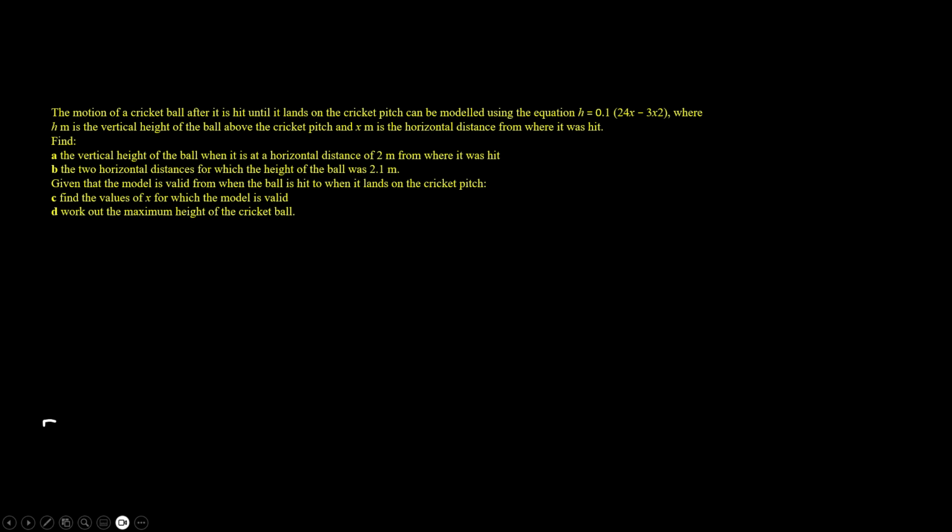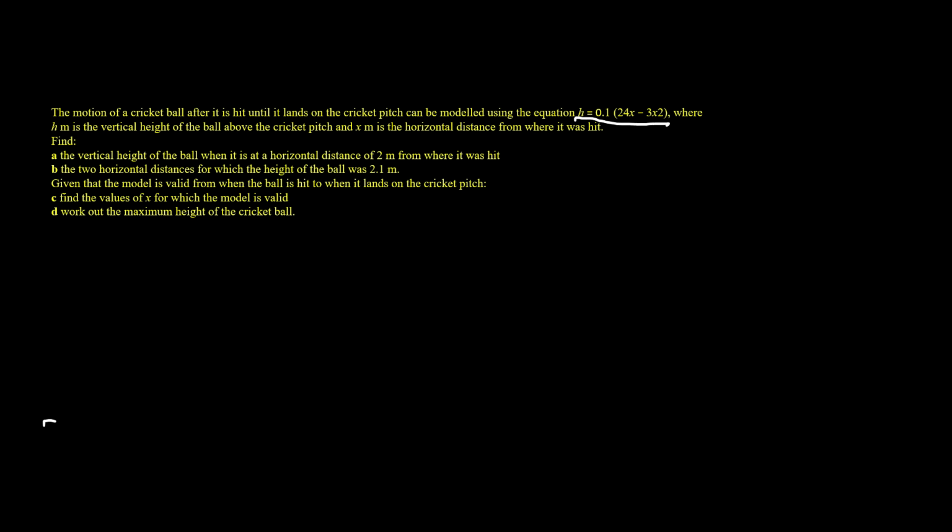Now we have the motion of a cricket ball after it is hit until it lands on the cricket pitch, modeled using an equation: h is equal to 0.1 times 24x minus 3x squared, where h is the vertical height of the ball above the cricket pitch and x is the horizontal distance from where it was hit. Find A, the vertical height of the ball when it is at a horizontal distance of 2 meters from where it was hit.